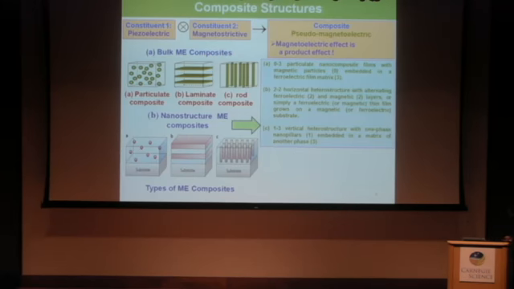So there are three types of composite structure. One is 0-3 particulate nanocomposite, where in a ferroelectric matrix there are ferromagnetic particles. Another is a multilayer of alternating ferroelectric and ferromagnetic materials, and another is 1-3 vertical heterostructure, with one phase as nanopillars embedded in a matrix of the other phase.